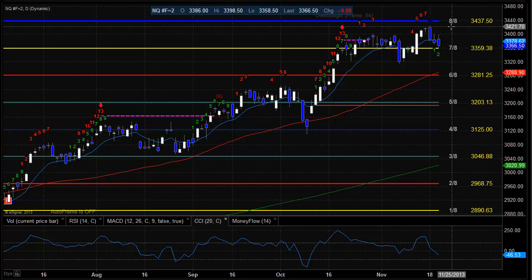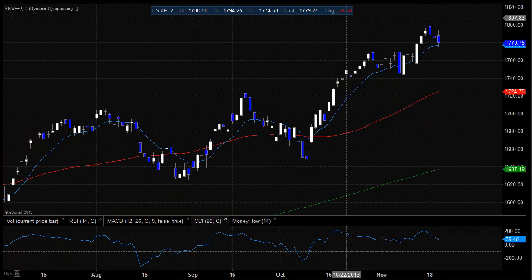To the upside, resistance remains at the high water mark of this move at about 34.24, and then above that is going to be the 8/8 level coming into play.